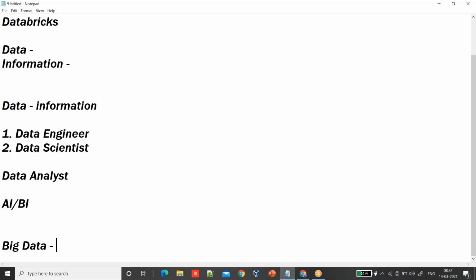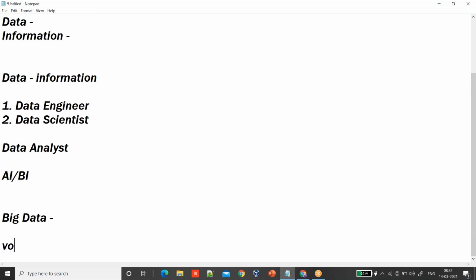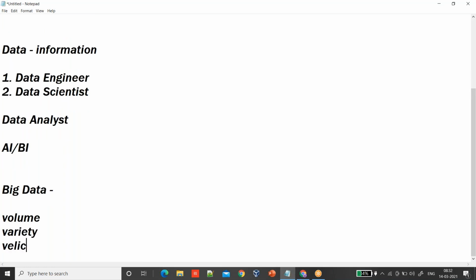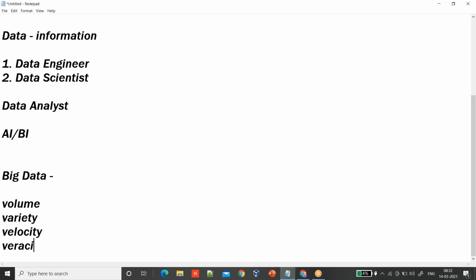Let me explain. Big data is not something new or different from data. Big data is also nothing but data which has one of these characteristics: volume, variety, velocity, and veracity. Now let me explain. To put it in simple terminology, big data is nothing but data which cannot be handled by your traditional data management tools.